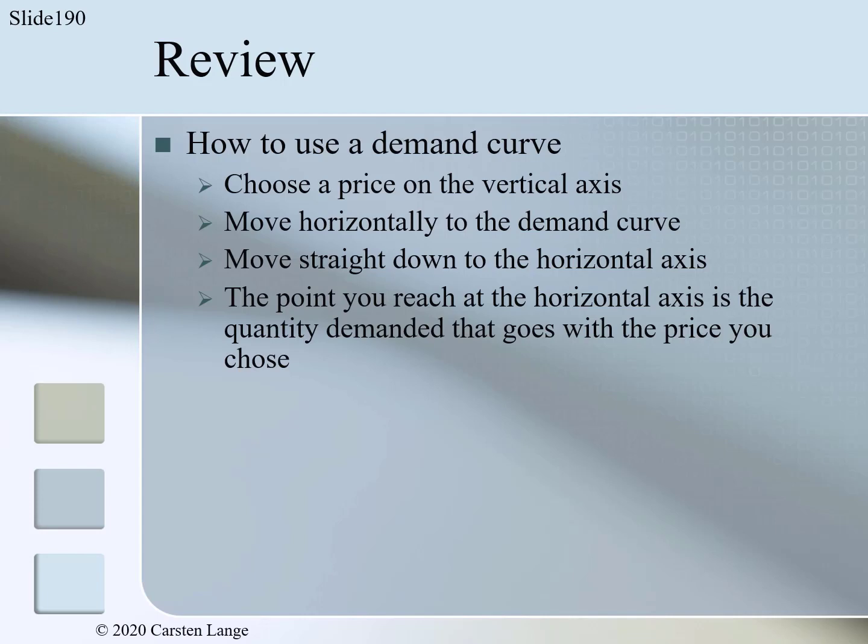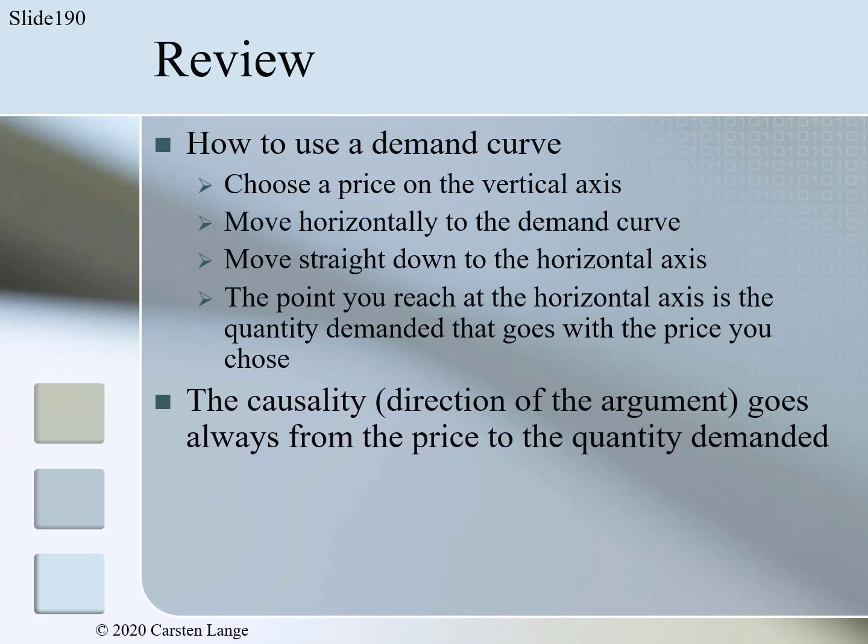We also covered causality, which is the direction of the argument. It is very important to remember that the causality always goes from the price to the quantity demanded. It is the price which influences quantity demanded and never the other way around. Therefore, you always start your argument at the price axis and you never start your argument at the quantity axis.